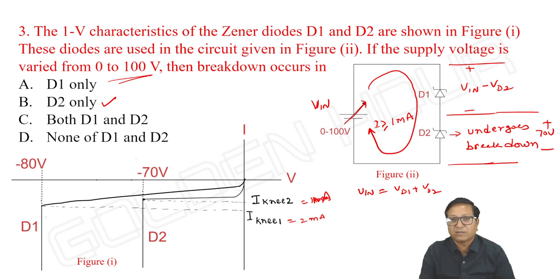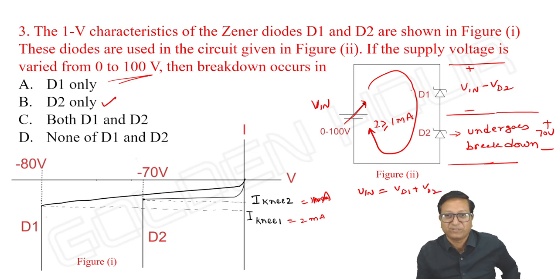Suppose the input is 75 volts: 75 minus 70 is 5 volts. Input is 80: 80 minus 70 is 10 volts. Input is 90: 90 minus 70 is 20 volts. And 100: 100 minus 70 is 30 volts. So there is no scope for the voltage across D1 to reach its breakdown voltage.